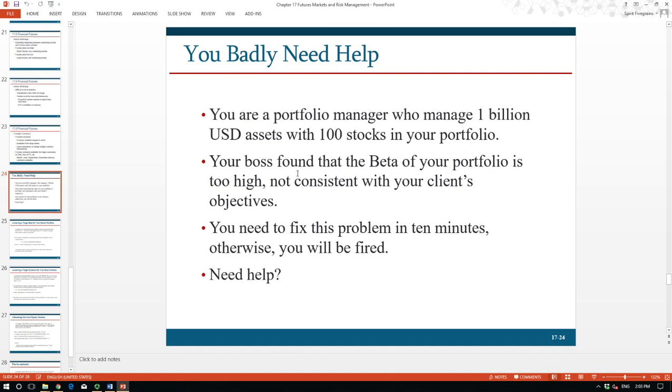But your boss actually asked you to see him, and he found that the beta of your portfolio is too high, which is not consistent with your client's risk preferences. Although your returns are okay and you are making money for your clients, the practice in your portfolio is a violation of the IPS, investment policy statement. In this case, you may forget about that big bonus check. Actually, your job is on the line, and your boss asks you to fix the problem in 10 minutes. Otherwise, you may lose your job.